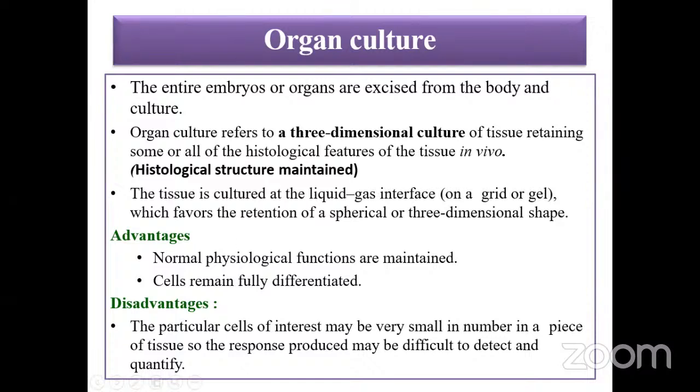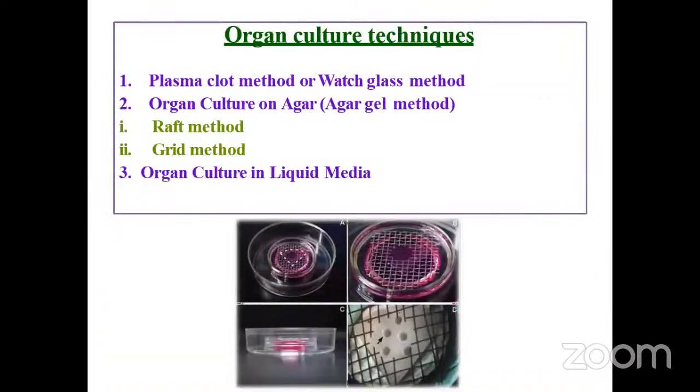But the disadvantage is that the particular cells of interest may be very small in number. Even in a tissue or organ, you can see many types of cells, so you cannot detect or study each and every type of cell. That is the disadvantage in organ culture.